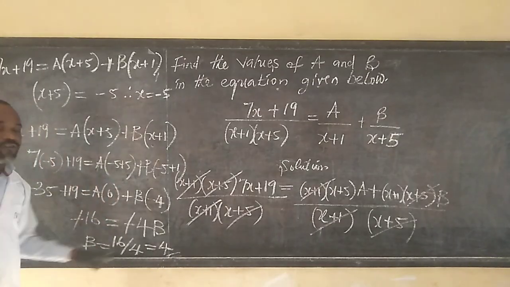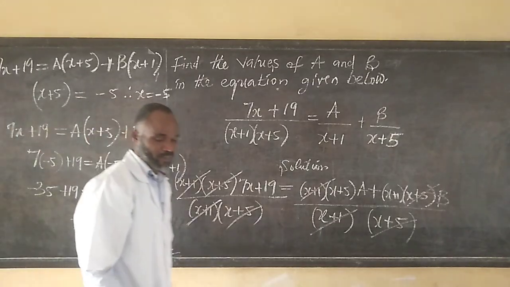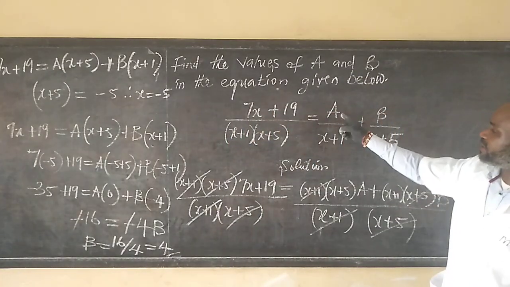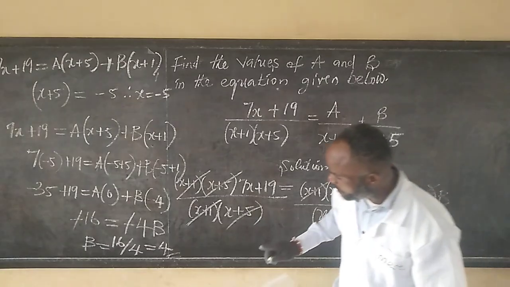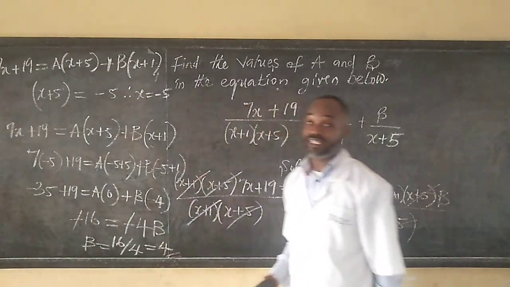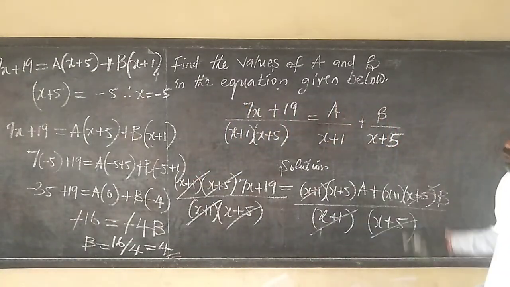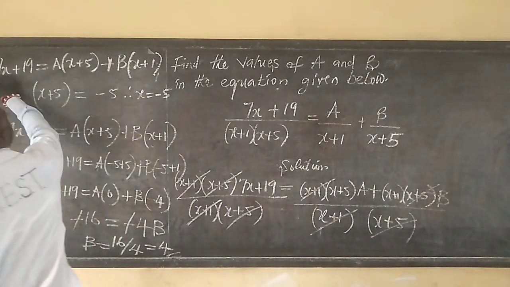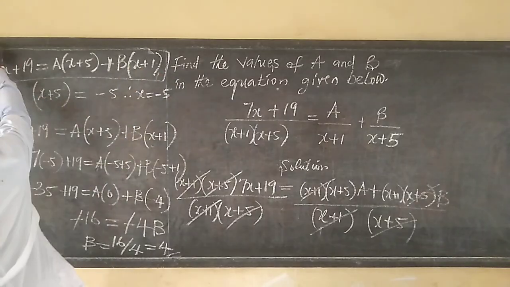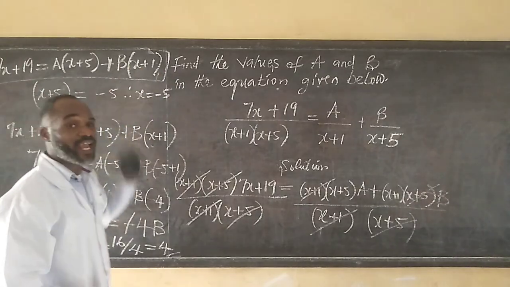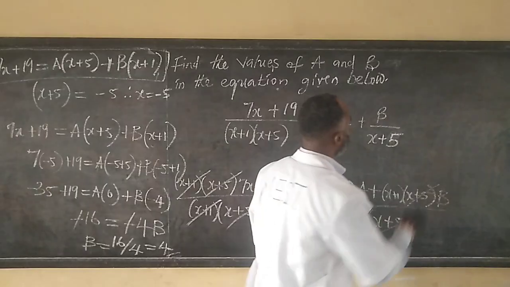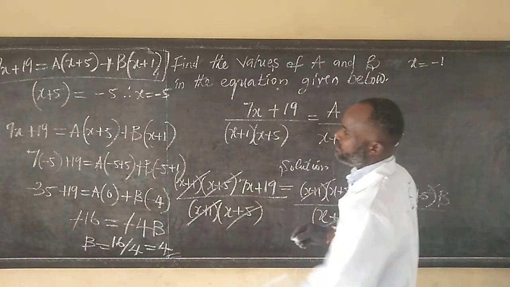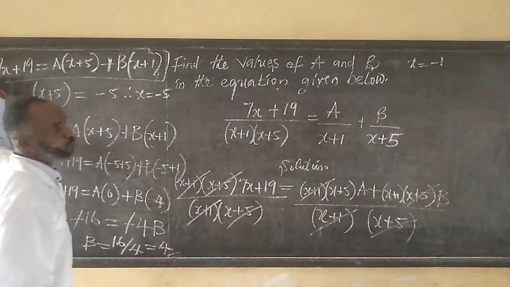So we have found the value of b to be 4, but we have not completed it. We still need to find the value of a, because the value we've just found is for b. So what do we do? We go back again to that equation, and then substitute for x when x is minus 1. When x is minus 1, what happens? Look at it. We begin to substitute wisely.